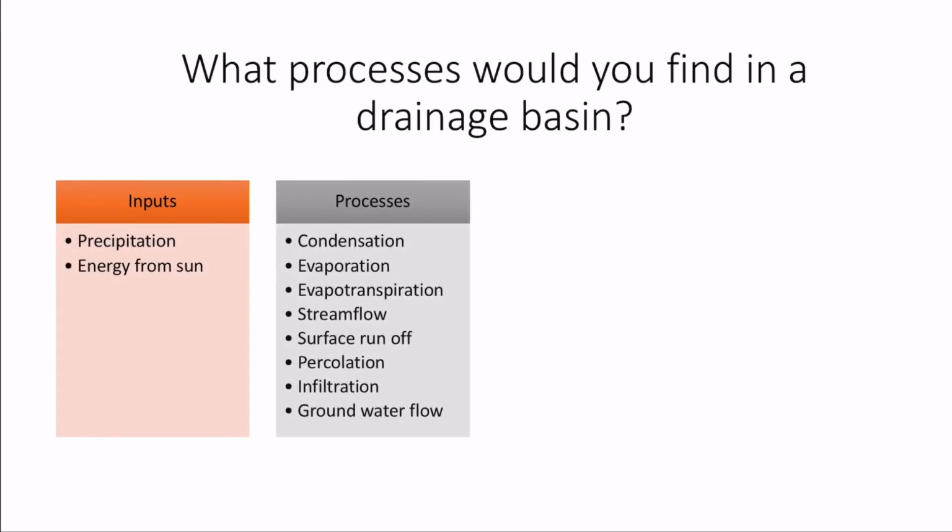Processes, there's quite a lot of them obviously going on. Evaporation, evapotranspiration, percolation and infiltration are happening under the ground, so it might not be that obvious from looking at the picture, but obviously these processes go on above the ground and under the ground. Stream flow, we could see that very clearly from the fjord. The water would flow in the fjord into rivers and beyond.